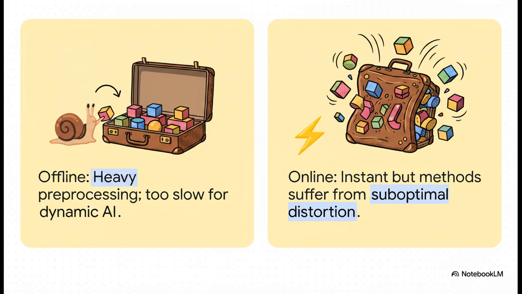On the flip side, online quantization is instant. It's data oblivious, meaning it doesn't even need to study the data first. But here's the catch. Current online methods often distort the data way too much. They introduce bias, and that essentially ruins the accuracy of the inner product estimations, which is the underlying math the AI relies on to connect related concepts and retrieve information.